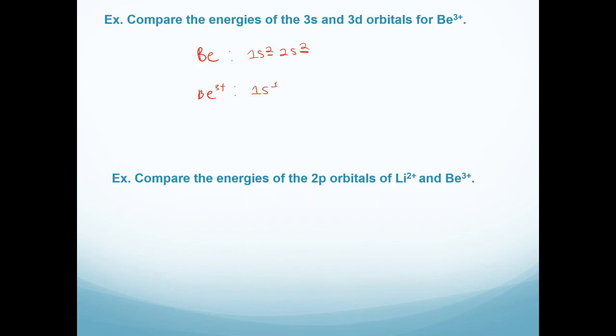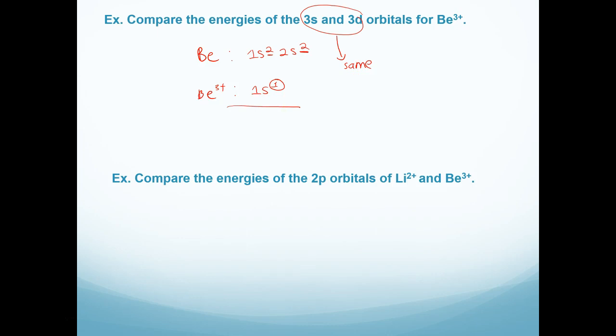Okay. Since we only have 1 electron in beryllium 3+, and we said that if we have 1 electron, that makes the orbitals that have the same n number or n level the same. So that means that these two will be the same, because we only have one electron here. So why don't we do a similar thing here?